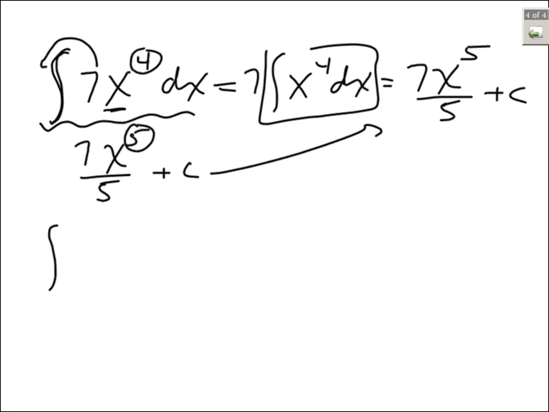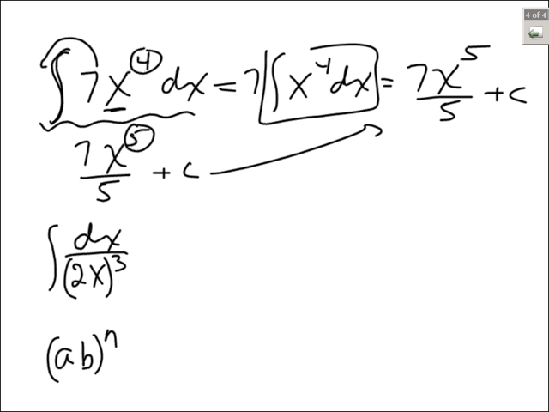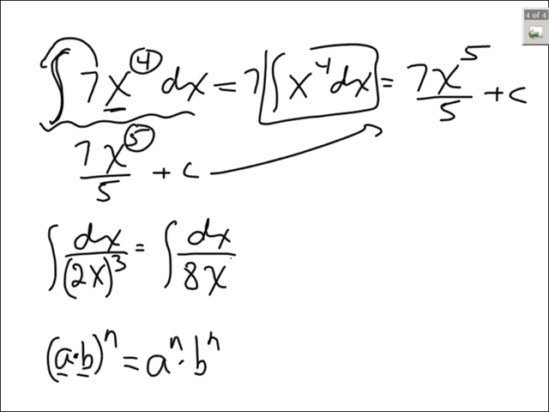Suppose you were asked to find the antiderivative of 1 over 2x cubed. Now remember, if you have a product that's being raised to a power, well, each of the factors gets raised to that same power, and you multiply. Just like you're multiplying a and the b, you multiply the a to the n by the b to the n. That is, the denominator is 2 cubed times x cubed.